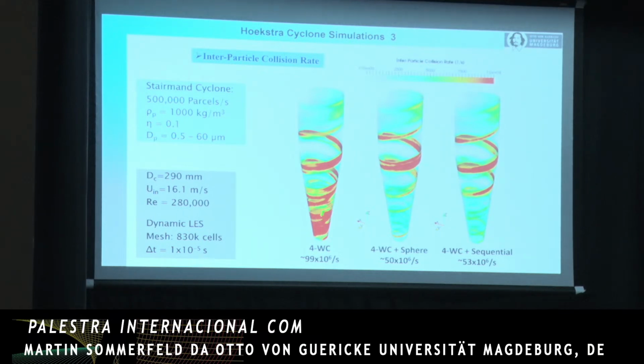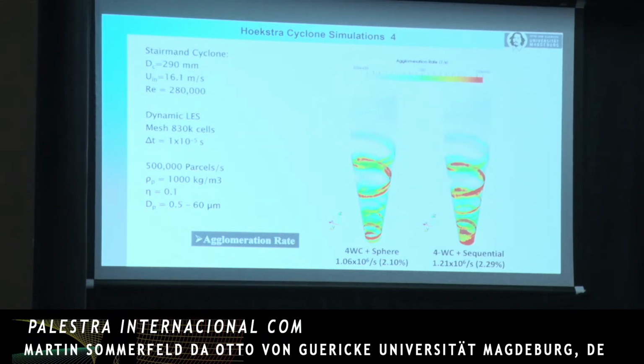We have a lot here, less here. You see that the collision rate is first of all reduced, but the aggregates are more formed in the upper part. Then the collision rate is reduced because many small particles are already captured, so that the collision rate goes down to 50 or 53 times 10 to the 6. So then here you see the agglomeration rate. Oh, sorry, there are more down here. Agglomeration rate is slightly higher in the sequential model because the size of the aggregate is large.